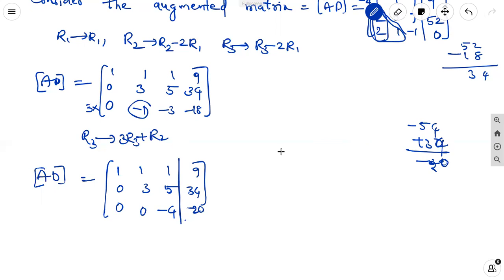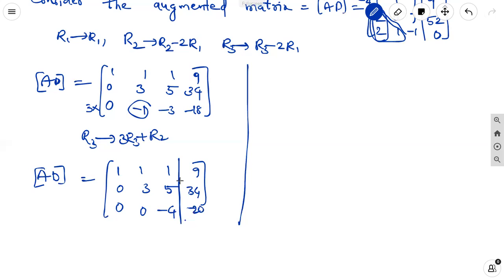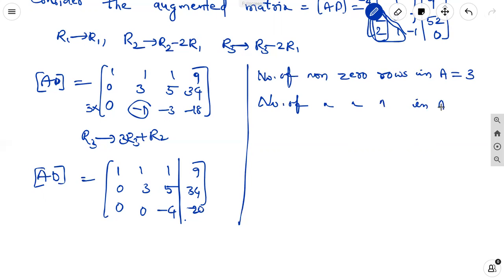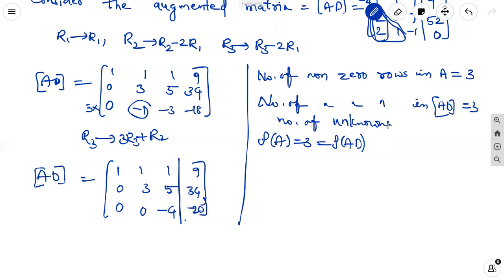Clearly, the number of non-zero rows in A is 3, since each of columns 1, 2, 3 has a non-zero element. The number of non-zero rows in the AD matrix is also 3, because the last two elements are non-zero. So the rank of A is equal to 3, equal to the rank of AD, and the number of variables, the unknowns, is also 3.